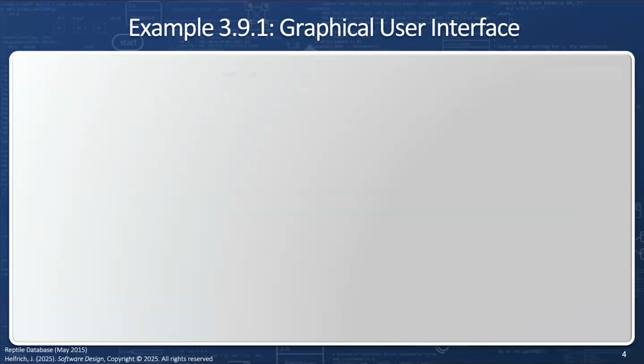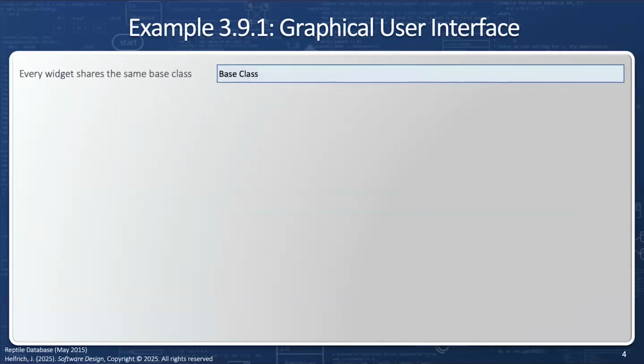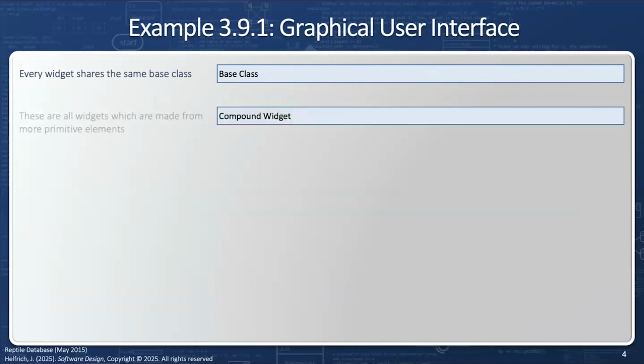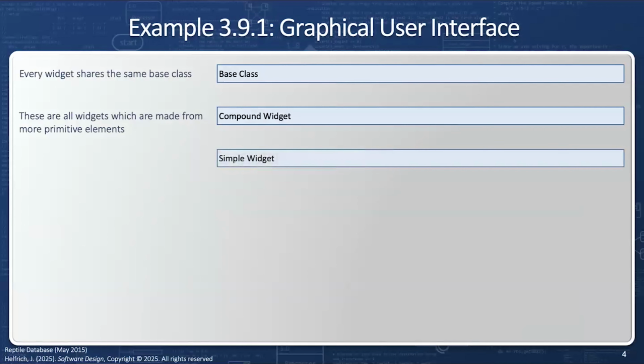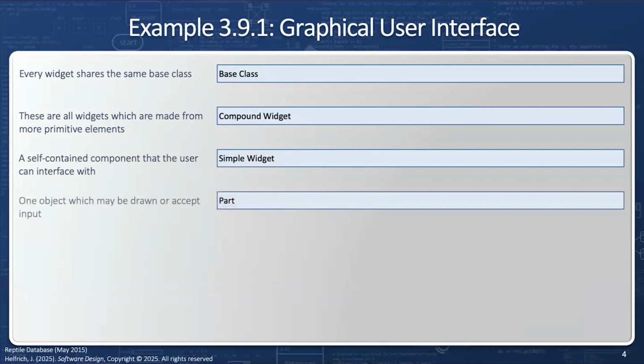Okay, so let's devise a plan here. First of all, we're going to have our base class, and every widget shares the same base class. The next level down is we're going to have a compound widget, and these are widgets which are made from many primitive elements. Below that, we're going to have a simple widget, and this is a self-contained component that the user can interact with. And finally, below that, we're going to have a part, and this is one object which may be drawn or accept input. Okay, so this is my base idea here. I'm going to have these four different levels, and we're going to see if we can fit things into this.